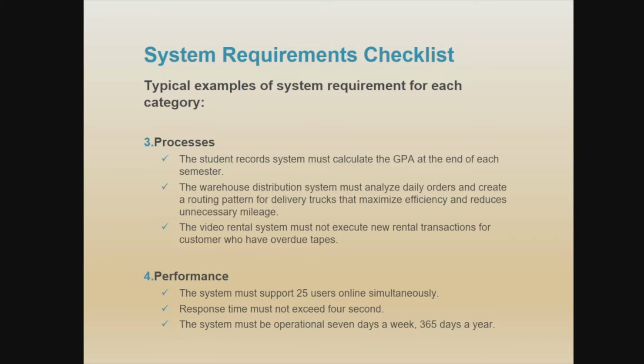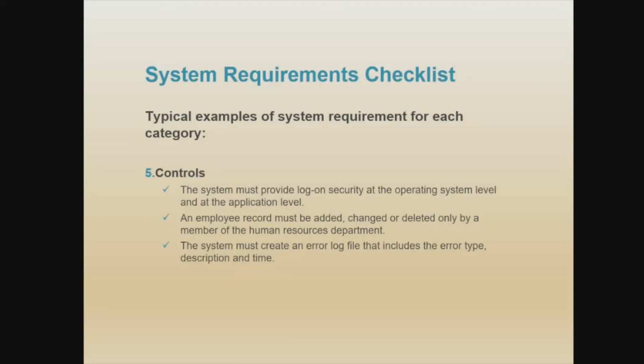Okay, the system must be operational 7 days a week, 365 days in a year. No way to do the backup or maintenance. Okay, you need to identify that in terms of the performance. This one is just an example in order to elaborate what the processes and the performance in the system requirement are. Okay, and then we have the control.